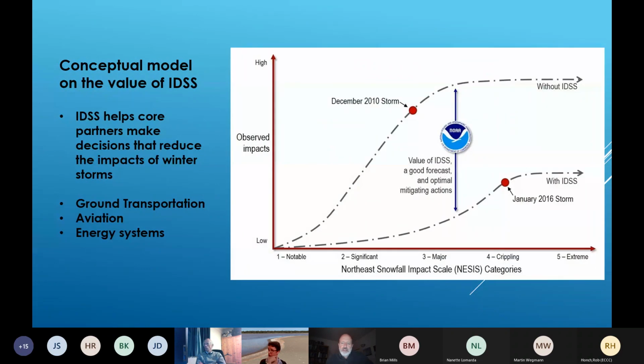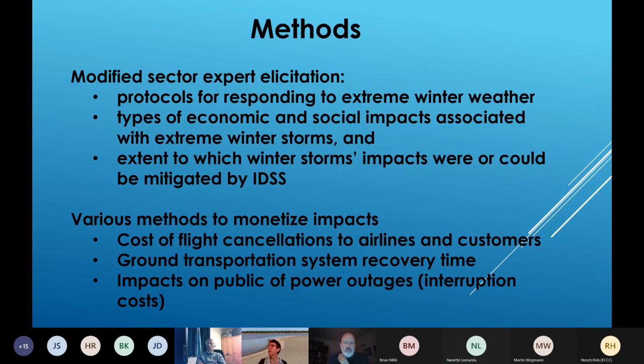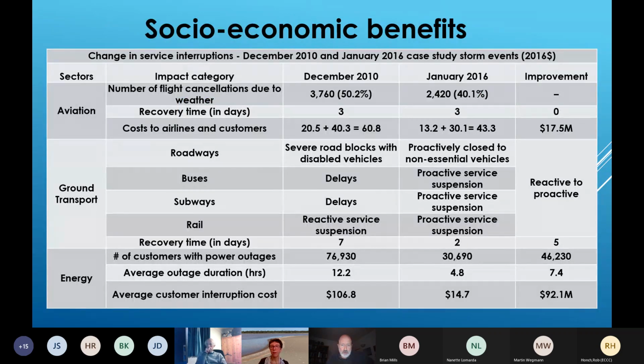This kind of shows graphically the idea that for winter storms, the horizontal axis is the magnitude of the storm, the vertical axis the impact, and the shift downward of the curve suggests that with IDSS, the impacts can be lessened or reduced. Won't go through the methods as much, but we did use a number of interview protocols and benefits transfer methods to try to monetize the benefits of IDSS in this case study, really just comparing two winter storms initially.